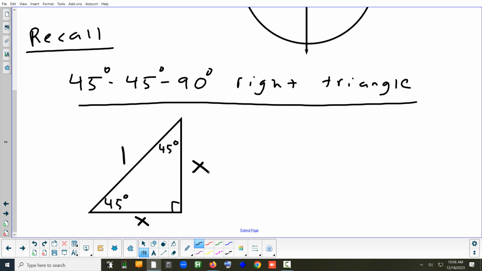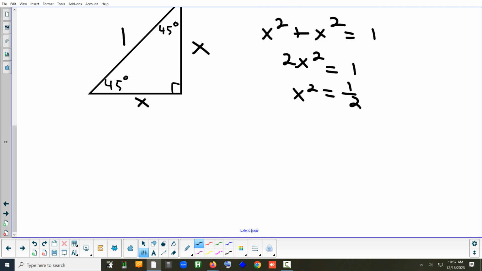What would the Pythagorean theorem look like if you set it up for that triangle? Yeah, x squared plus x squared equals 1. Yep, x squared plus x squared equals 1. So we get 2x squared equals 1. Solve for x squared. Okay, what do I have to do to get x squared by itself now?